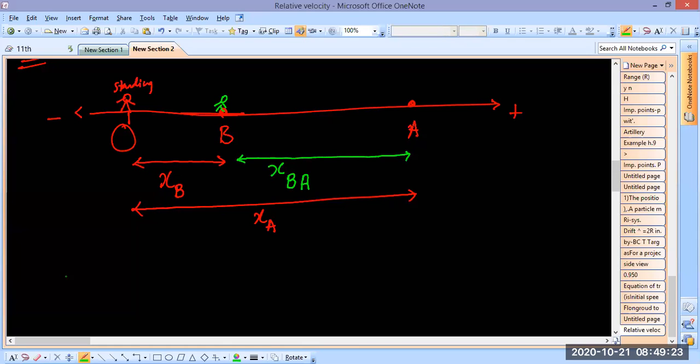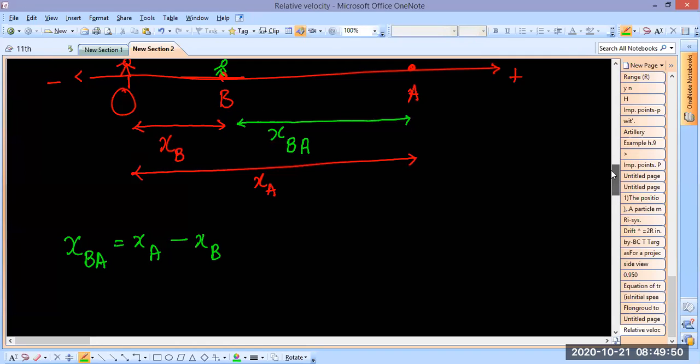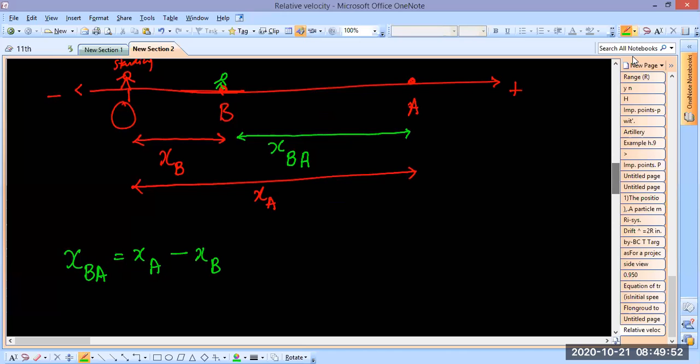So do you clearly understand that by geometry we have this? Yes or no? By simple geometry we have this. Okay, so xba is equal to xa minus xb, right?